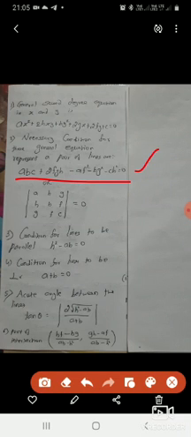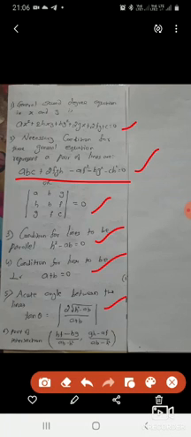The same condition we can write in this determinant form also. If the determinant of this value is equal to 0, then also we can say both are the same. Next, the condition for the lines to be parallel is h² - ab = 0, the same as the previous one. Now the condition for perpendicular lines and the angle between the lines. Here one more condition is given.